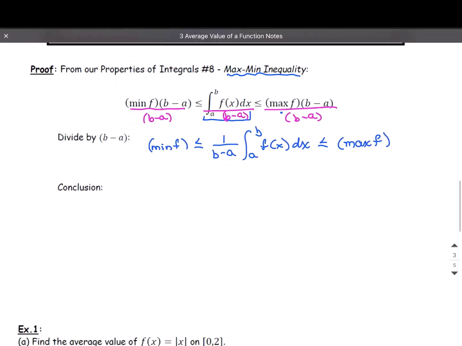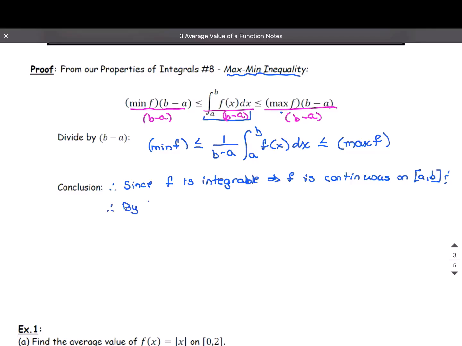And therefore, since f is integrable, that means f is continuous on the closed interval from a to b. And that means that by the intermediate value theorem, f of x must take on every value between the minimum of f and the maximum of f.